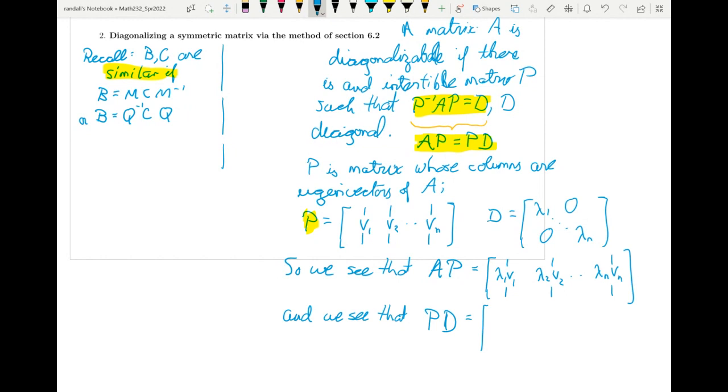Multiply this P, whose columns are the eigenvectors, V1 to Vn. Do that matrix multiplication against this diagonal matrix. There's mostly zeros, and only the lambdas on the diagonal. You will also get this answer.